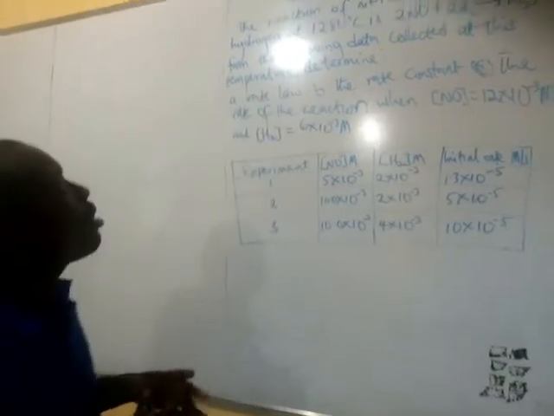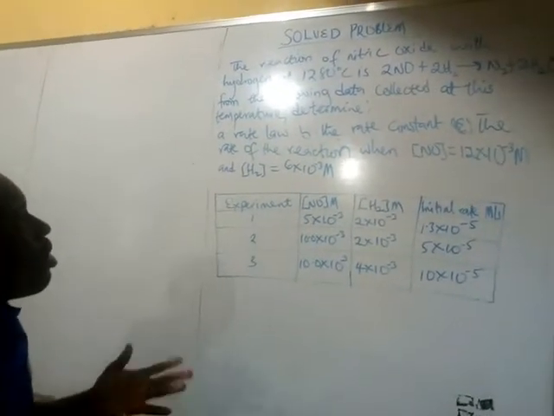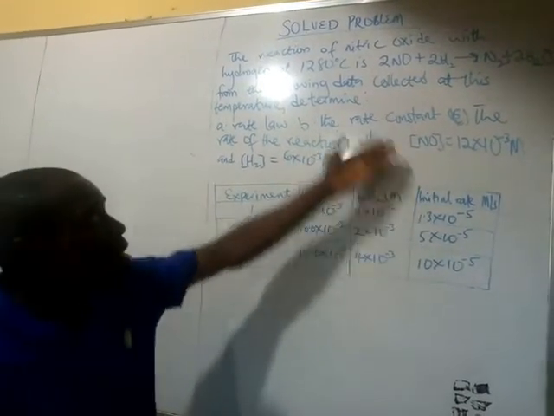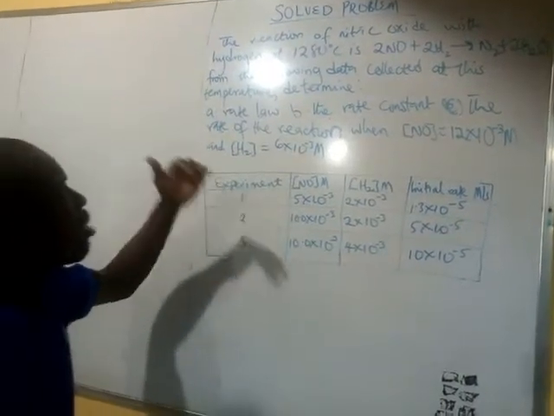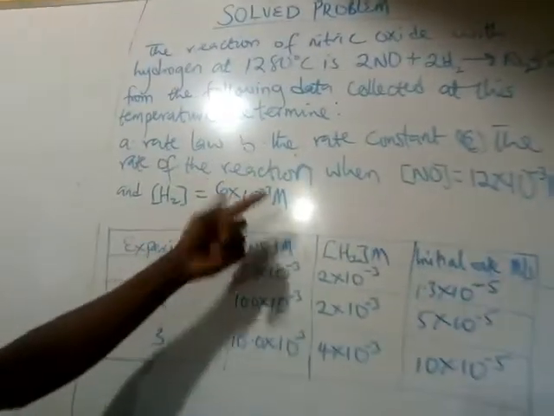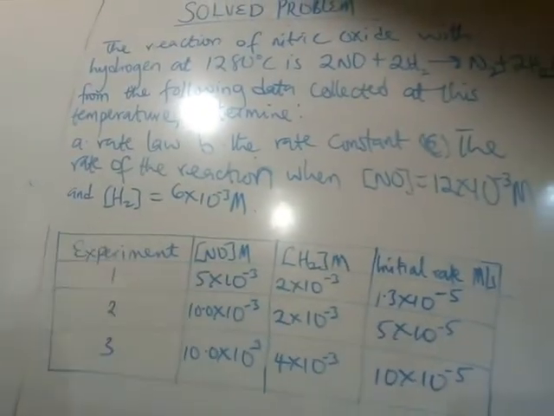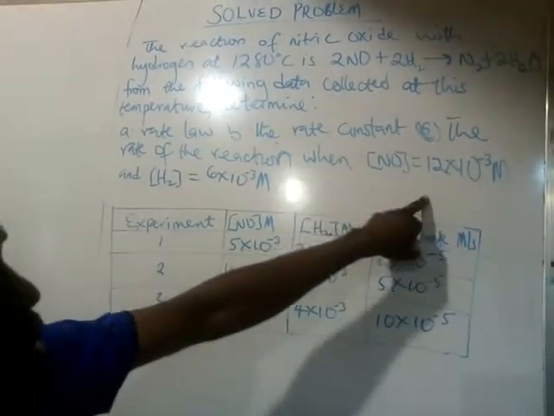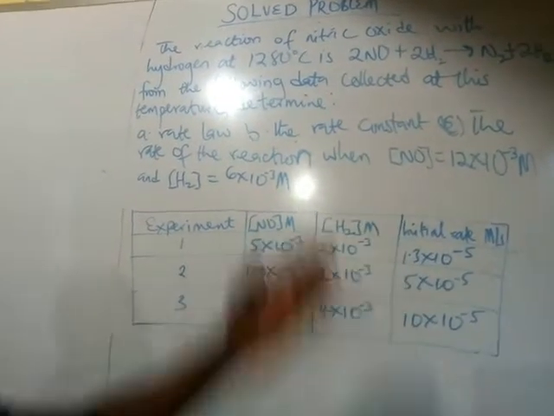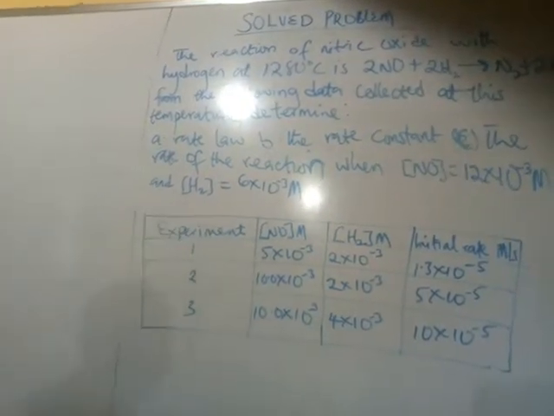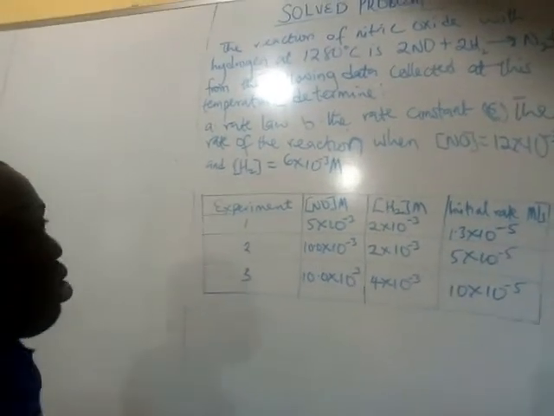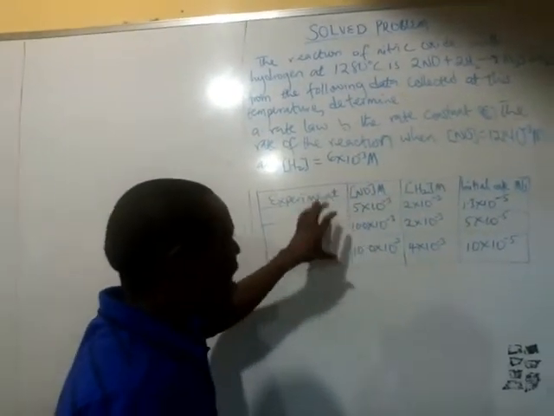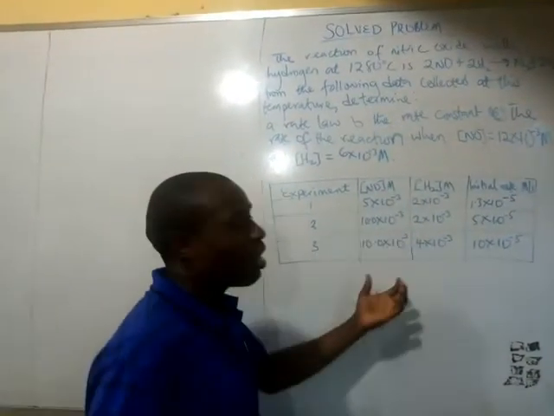If you look at this question, it says the reaction of nitric oxide with hydrogen at 1280 degrees Celsius is, as you can see right here on the board. The question is: determine the rate law, the rate constant, and the rate of the reaction when the concentration of NO is 12 times 10 to the minus 3 molar and the concentration of H2 is 6 times 10 to the minus 3 molar. These are the data collected from the experiment.